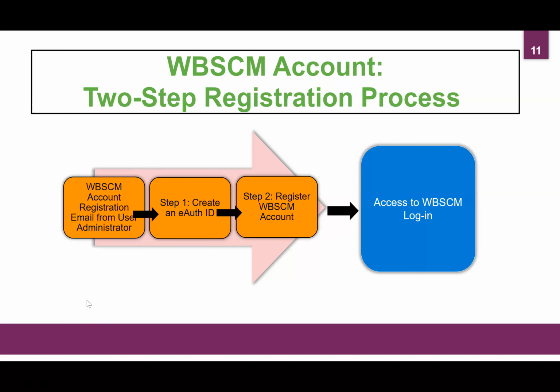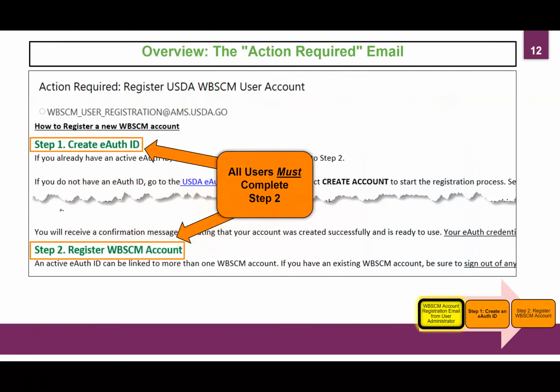Okay, so once you have received your email, you're going to go in and you're going to see where it says step 1 and it says create eAuth ID. And then you'll also see a step 2, register WebSCM account. So all users must complete step 2. Now, the reason why it's saying all users must complete step 2 is because some of you may already have accounts. If you use Favors or DoD, you may already have an account, but you still are required to register for a WebSCM account.